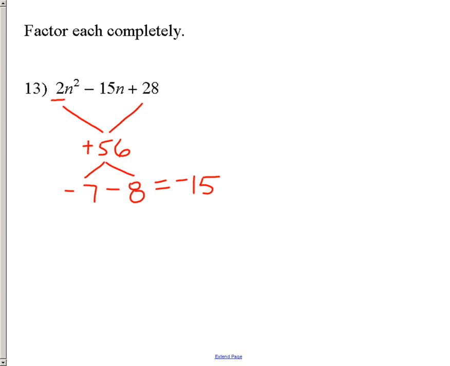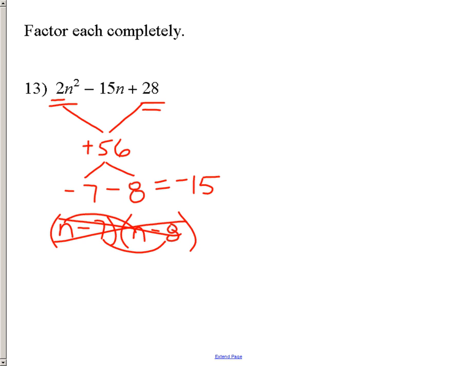Now, a common mistake at this time when people are just learning this process is to say, oh, well then it's n minus 8 times n minus 7. But of course, n times n doesn't give us 2n squared, and minus 8 times minus 7 doesn't give us plus 28. That's not it. What we need to do is set the outside product, first, outsides, insides, last, the outside product to be either negative 7n or negative 8n. I'm going to choose negative 7n.